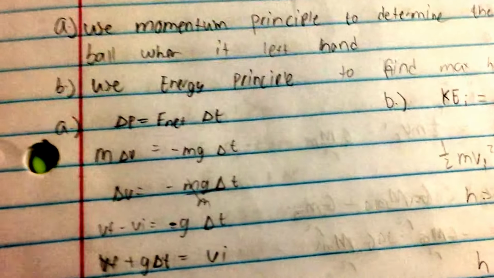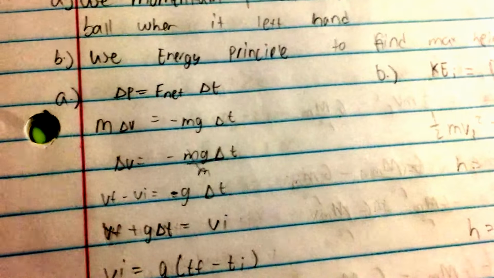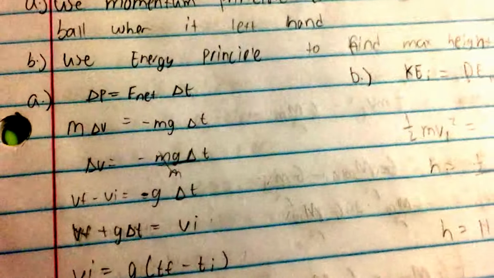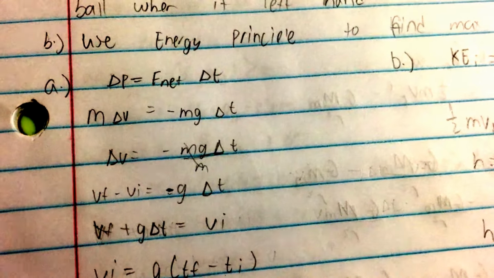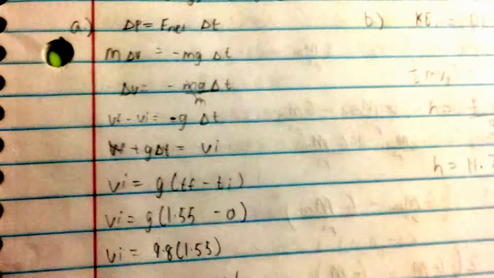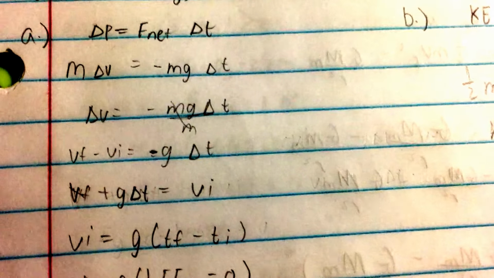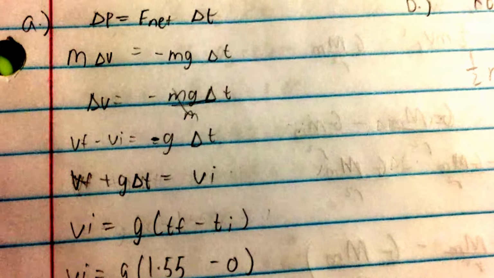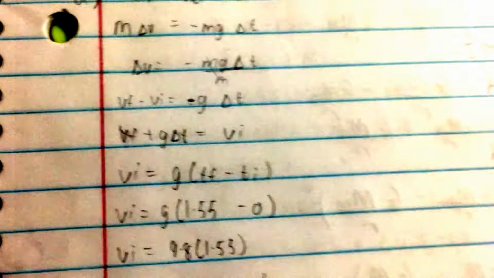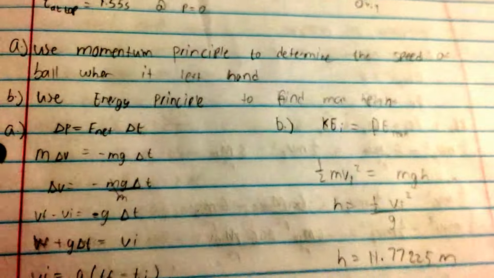So to find part A, use the momentum principle, which is delta P equals F net delta t, where delta P equals m times delta v, and then you just solve for the final velocity, or sorry, the initial velocity, which was equal to v_i equals g times delta t. And you get the answer of 15.19 meters per second.